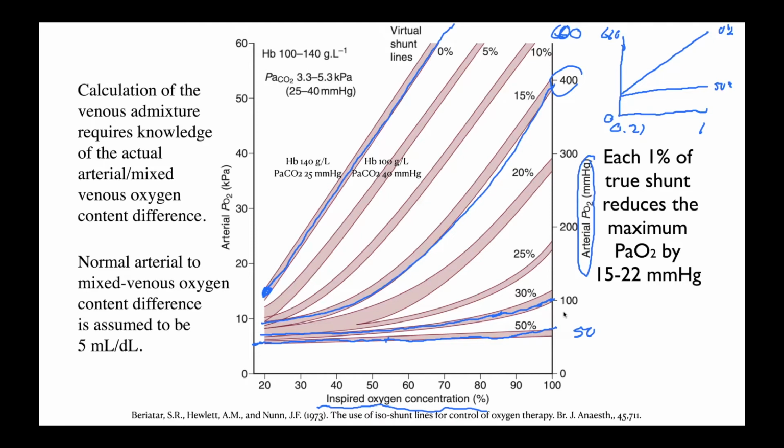50% shunt is just a straight line, which goes down halfway. So this is 50% shunt. 30% shunt needs to end up at 100 millimeters of mercury. So you go from here to here, and that's 30% shunt. And then 15% shunt, remember, ends up halfway, and that is sort of at 400. Okay. 15% shunt. And that's pretty much how you draw this IsoShunt diagram.